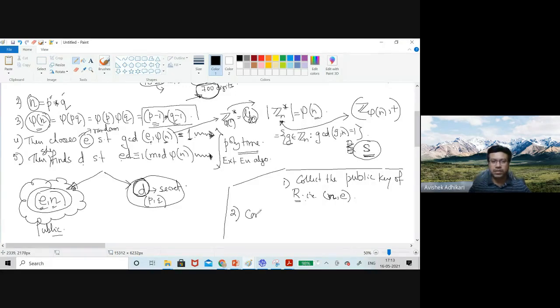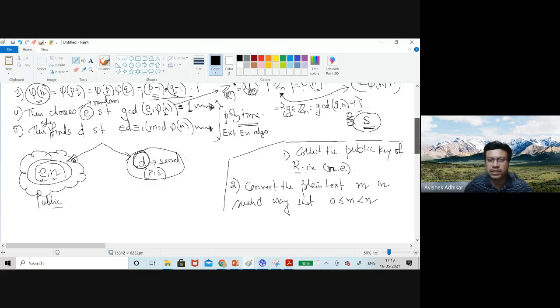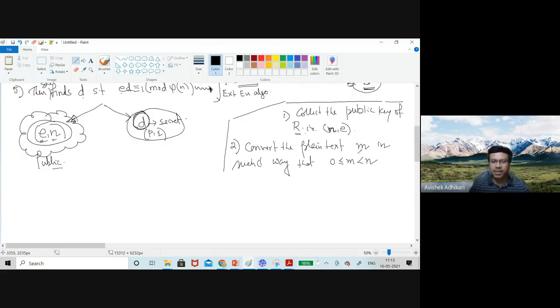So convert the plain text M in such a way that 0 ≤ M < N. That means suppose he wants to send some message in English, then by some means convert the plain text M into some number so that the number lies between 0 and N. It could be done in very different ways.